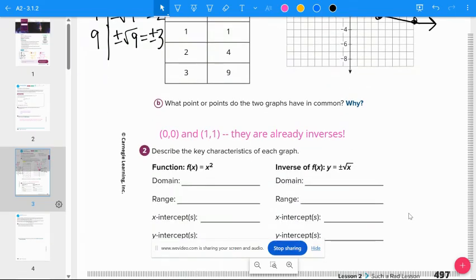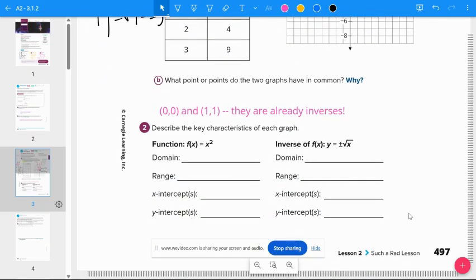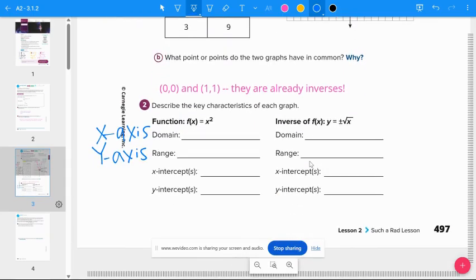Yeah. So if we go down to the bottom, it says describe the key characteristics of each graph. We know that the domain is talking about the x-axis. The range is talking about our y-axis. X-intercept is where our graph crosses the x-axis. Y-intercept is where our graph crosses the y-axis. So take a second and fill this out and then come back for the answers.